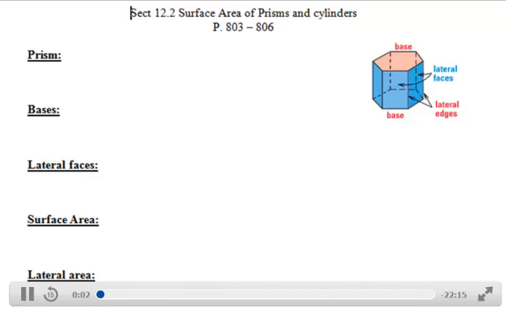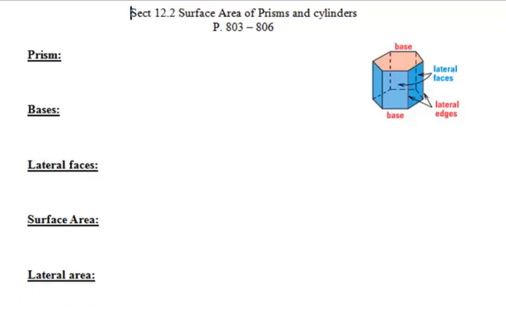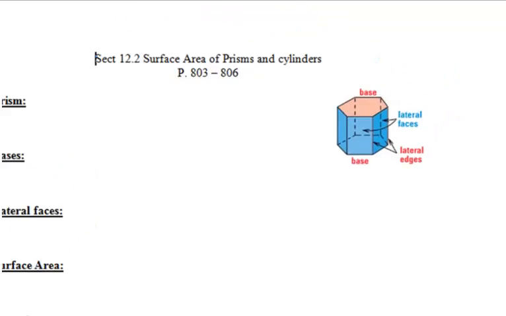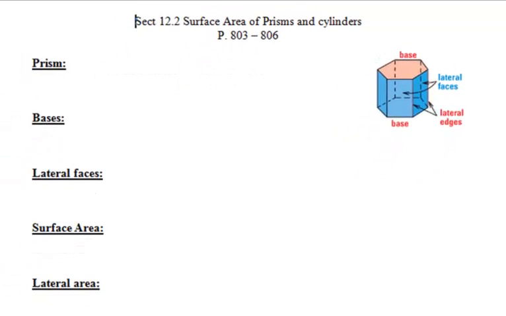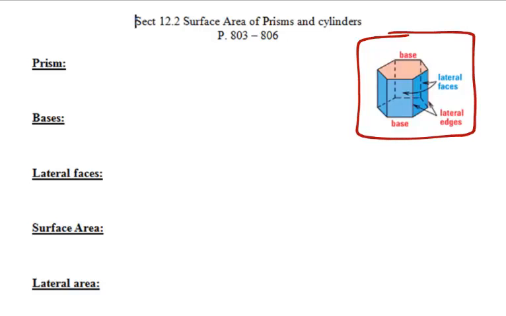Okay, in section 12.2, the first thing we're going to look at is surface area of prisms and cylinders. So how do we find the surface area of prisms and cylinders? First, let's remember a prism has two bases. So here on the figure on the right, if you look at this, we're going to have two bases. The parallel sides are the bases. So we've got the base up here, and then we've got a base down here on the bottom.